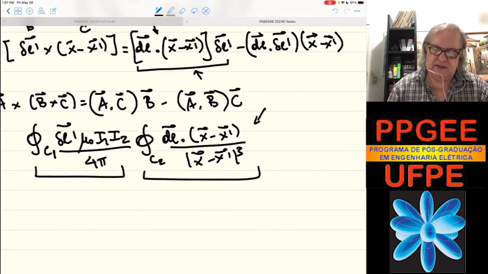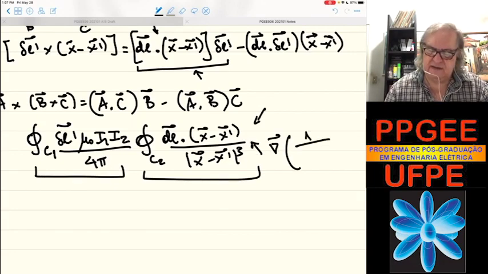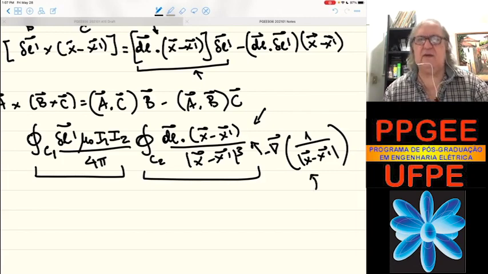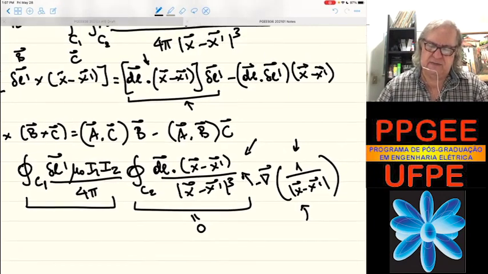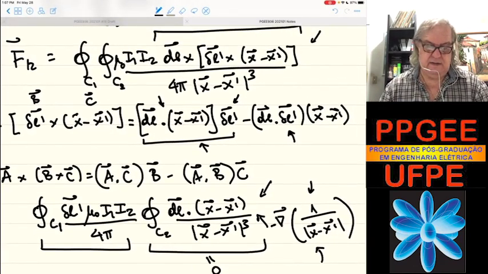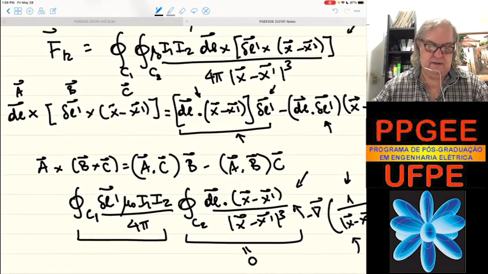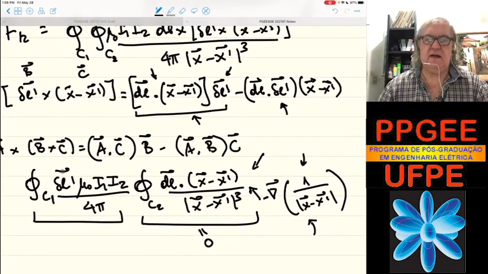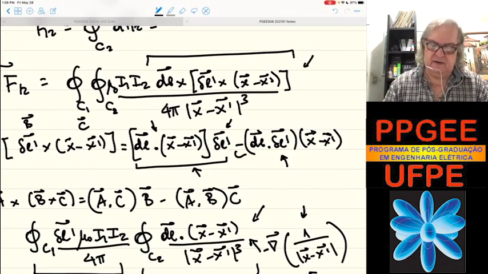But this one, you see that this one is the gradient of the inverse function, unless of a sign. In fact, this is minus gradient of 1 over the magnitude of the vector difference. And we know that the circulation of a field that is obtained through the gradient of a scalar function is always 0. So this thing here is 0. So the contribution of this term to the integral is 0. So you only have this one. Yeah, I think it's correct. So when we plug, I have a minus sign here, then we're going to plug there.